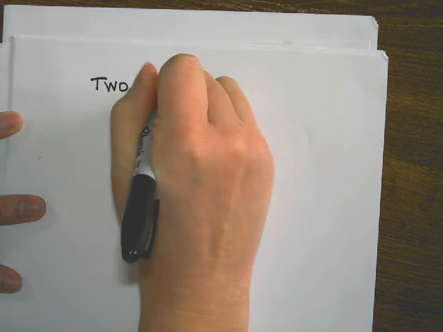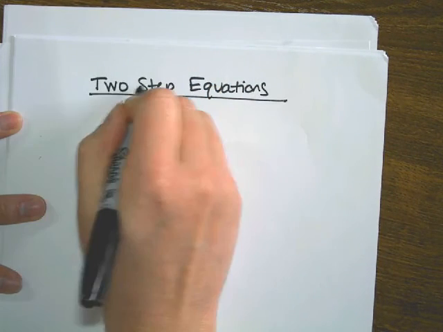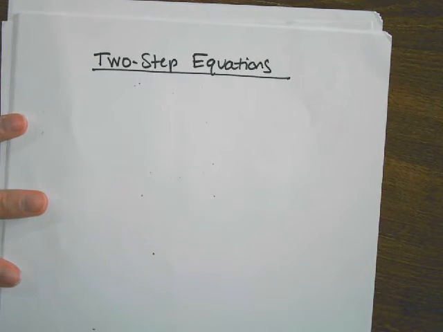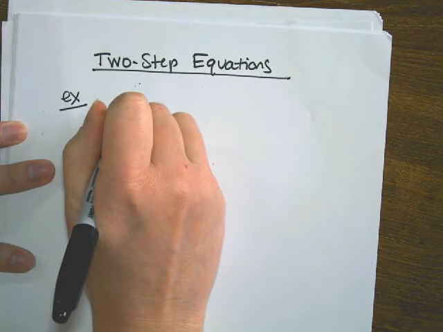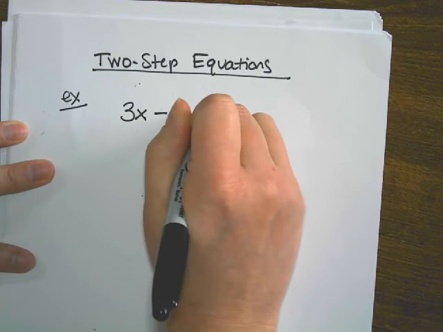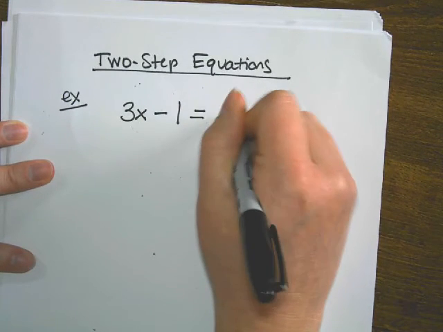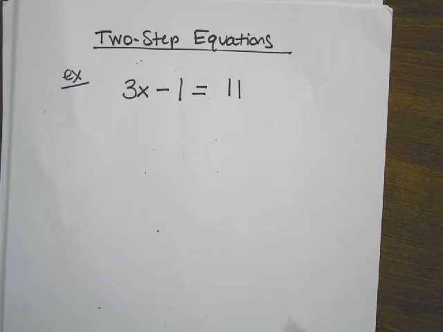Okay, so next thing we're going to do is talk about two-step equations. Now, two-step equations just means you're going to have 2 operations instead of 1. Okay, two-step equations. So, for example, let's say I have 3x minus 1 is equal to 11. All right, so I have 3 times a number, and I'm taking 1 away from that, and it's equaling 11.